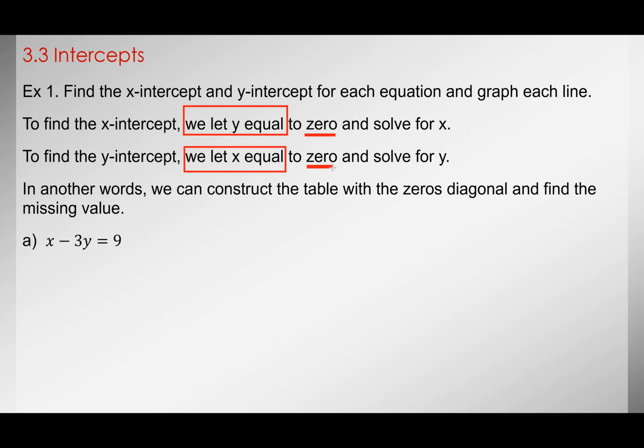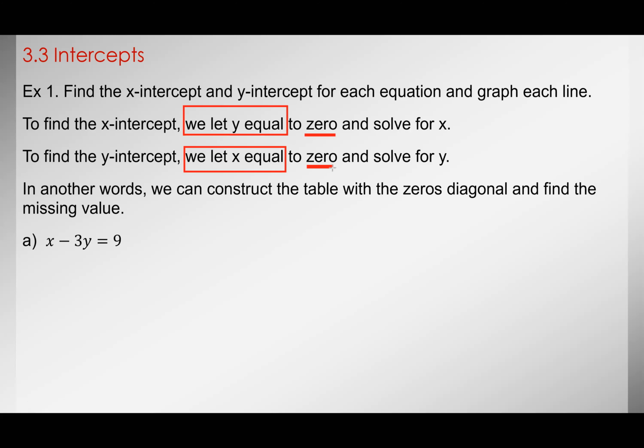How can it be an x-intercept? Well, y has to be equal to 0 in order for the line to cross the x-axis. How can it be a y-intercept? Well, x has to be 0 in order for the line to cross the y-axis. Okay. In other words, I will do that in the next example: if they ask you to find the x-intercept and the y-intercept, all you need to do is construct the table and use the 0 diagonal.